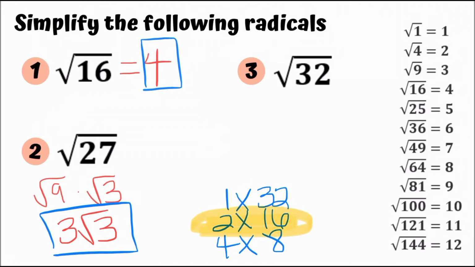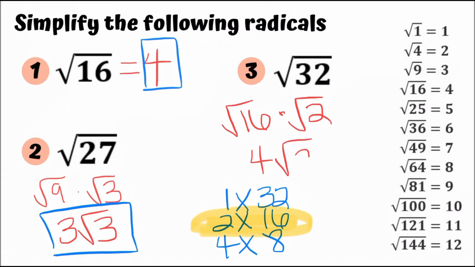And I'm going to rewrite the square root of 32 as the square root of 16 times the square root of 2. I'm writing the square root of the perfect square first because I know I can break that down. The square root of 16 is 4. So that means my answer is 4 square root of 2.